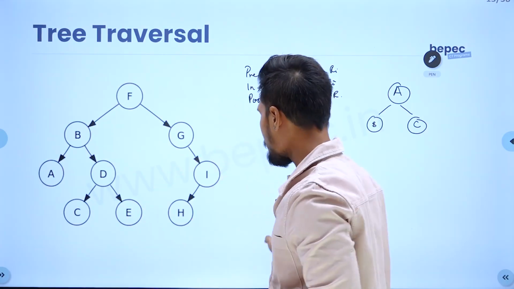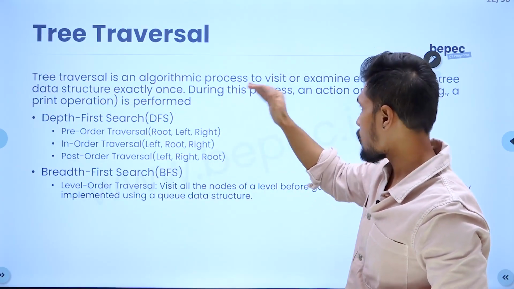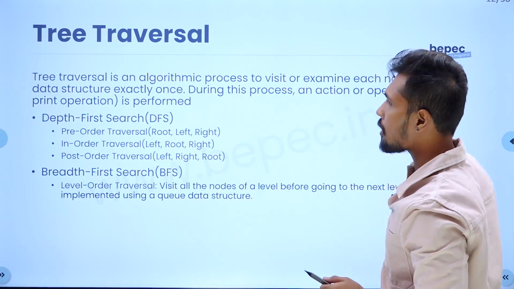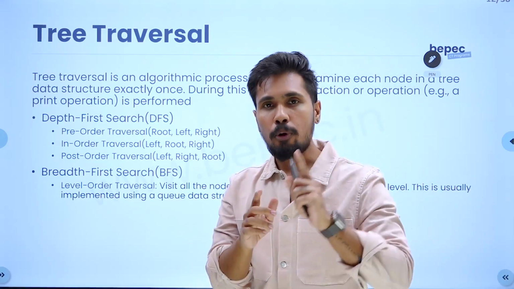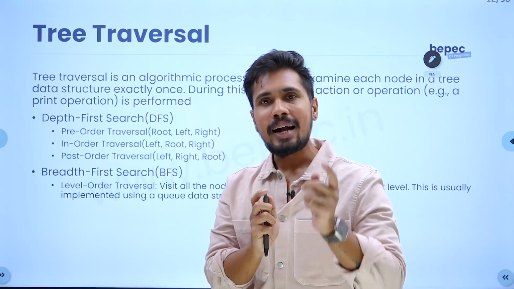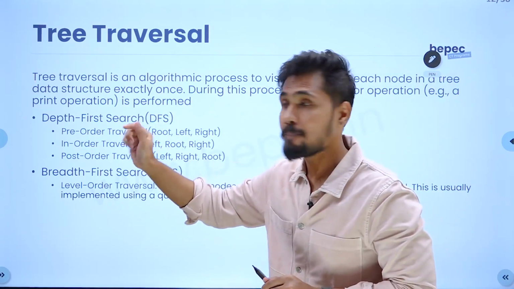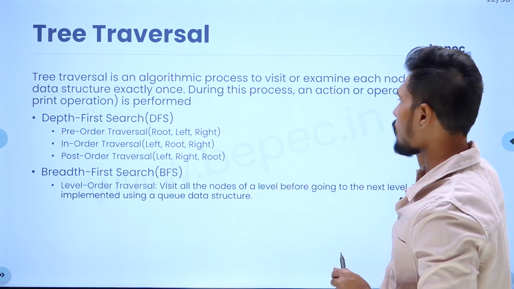Tree traversal is an algorithmic process to visit or examine each node in a tree data structure. So what is the purpose of tree traversal? The process of visiting and examining each node in a tree data structure exactly once. During this process, an action or operation is performed.